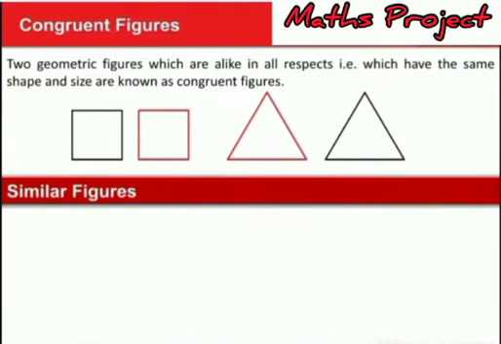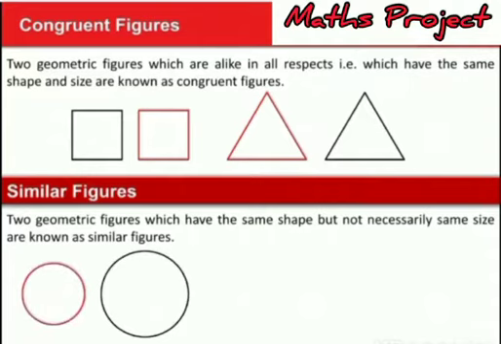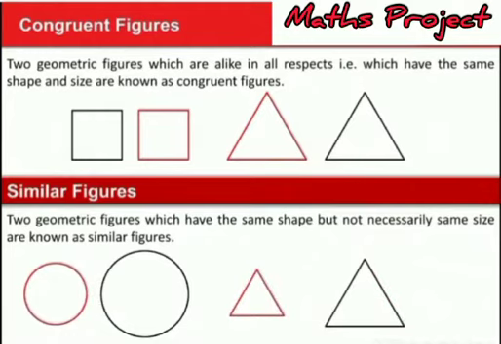Now comes the concept of similar figures. Two geometric figures which have the same shape but not necessarily the same size are known as similar figures. For example, two circles which are different in size, one small circle and one large circle, are similar to each other irrespective of their size. In the same way, two equilateral triangles are also similar to each other irrespective of their size.